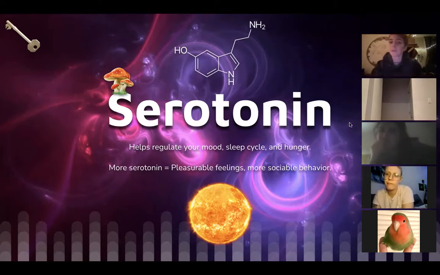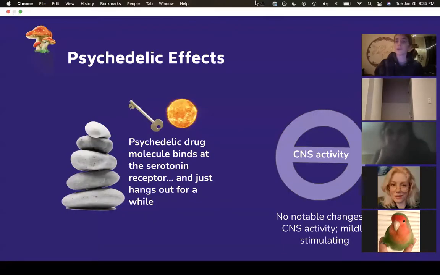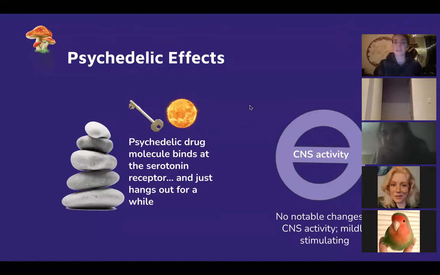Now there's serotonin, and serotonin is involved in so many different things. It's a very scarce neurotransmitter in the brain. It helps you regulate mood and your sleep cycle and your hunger. And increasing serotonin brings more pleasurable and sociable behavior, kind of feeling vibey, I guess. Now, serotonin is predominantly functional on things like psychedelics.